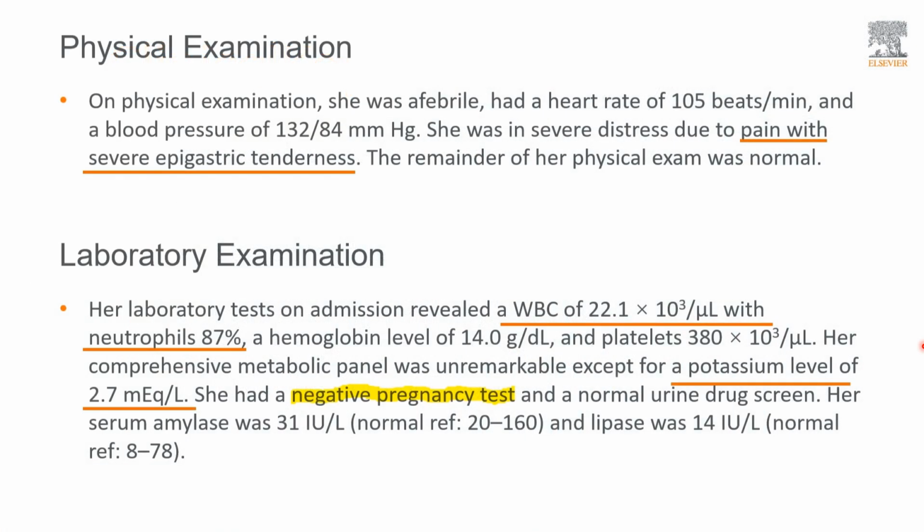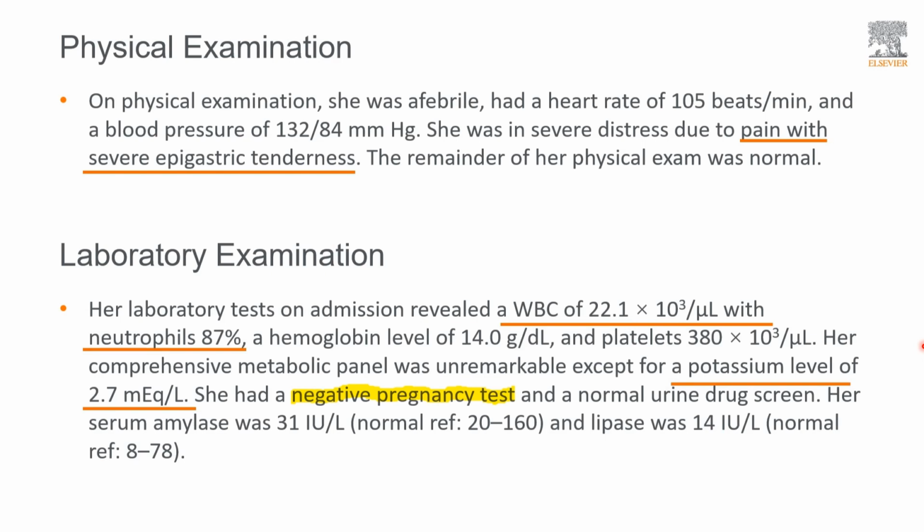In this case, the patient has already done some physical and laboratory tests. Through a physical examination, the patient was afebrile, had a heart rate of 105 beats per minute, and a blood pressure of 132/84 mmHg. She was in severe distress due to the pain with severe epigastric tenderness. The remainder of her physical exam was normal.